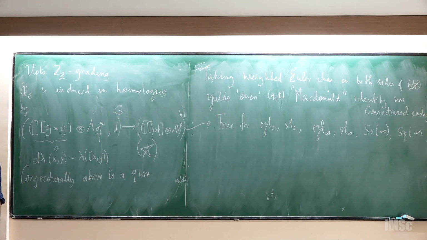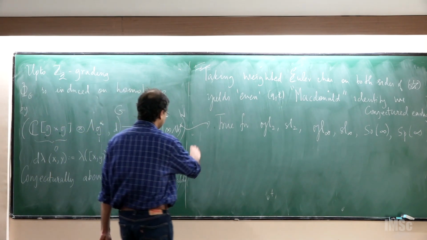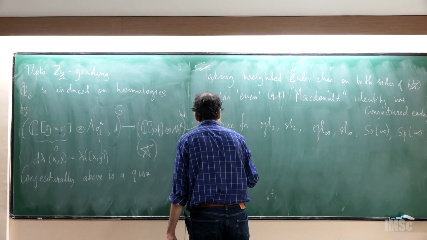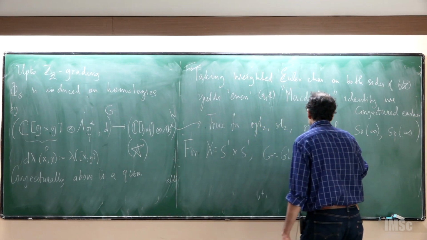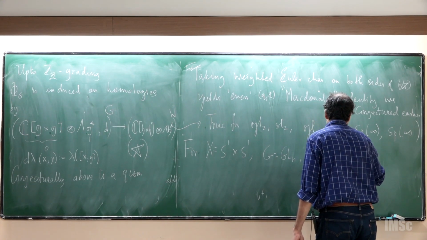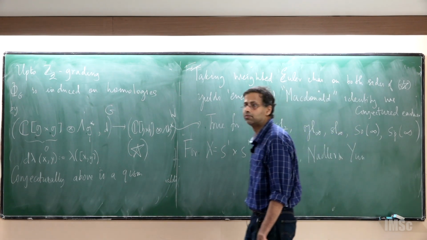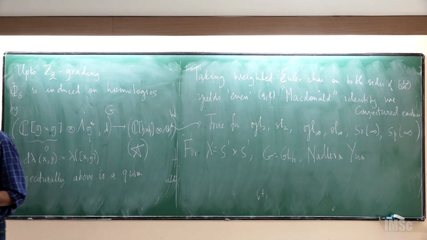One last remark is what happens, because the original conjecture makes sense even if X is not simply connected. So for X equal to S1 cross S1, and G equal to GLN, David Nadler and Zhiwei Yun have a proof, but this proof uses geometric Langlands, and it's up to a certain ansatz. So it's up to a certain unproven statement in that theory which they expect to be true but has not been proven yet. So that is where things stand as of now. I stop right here.